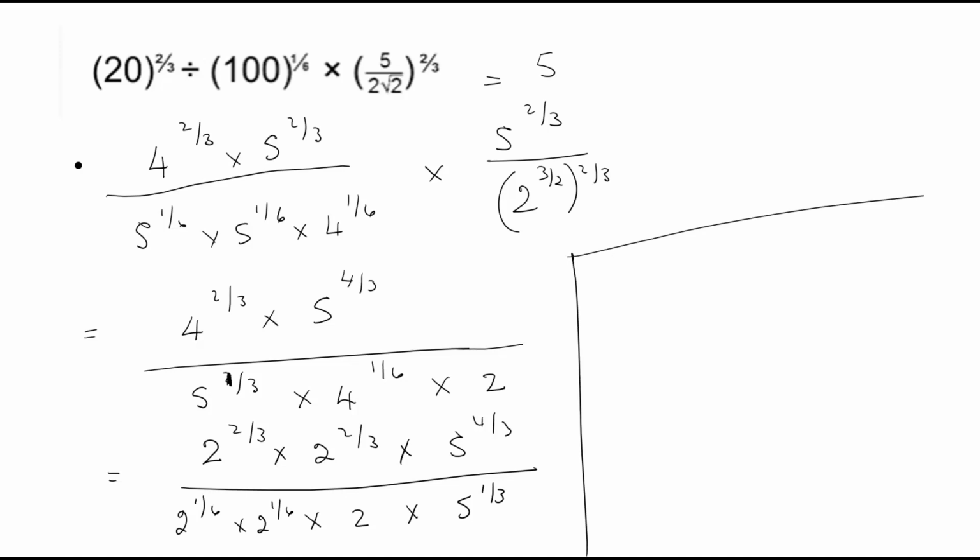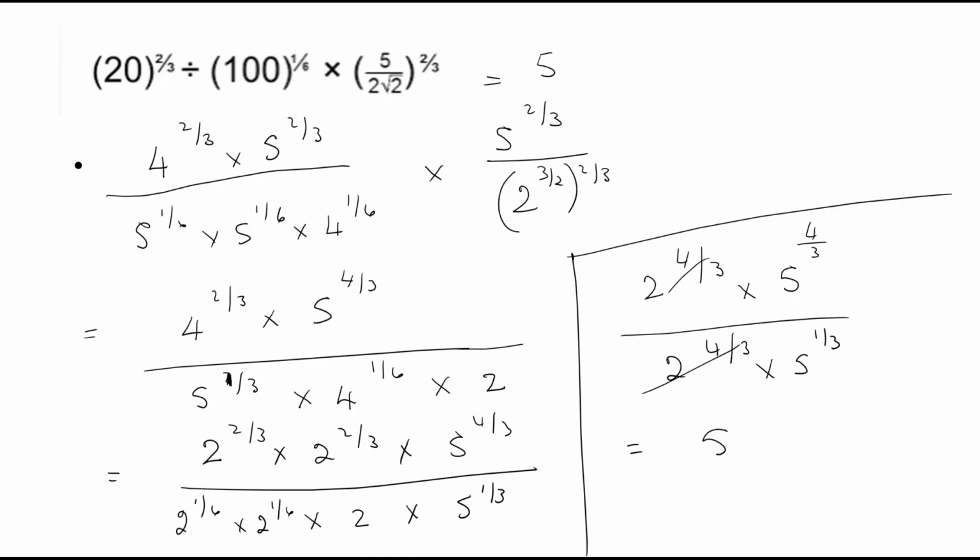Okay, maybe some progress. On the top line then, we've got 2 to the power of 4/3 times 5 to the power of 4/3. On the bottom line, we've got 2 to the power of 3rd times 2. That'll be also 2 to the power of 4/3 times 5 to the 3rd, and yes, that is equal to 5. 5 to the power of 1.